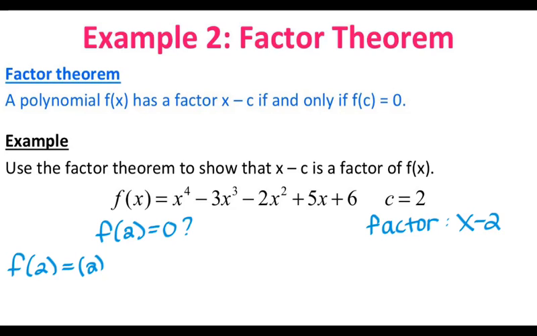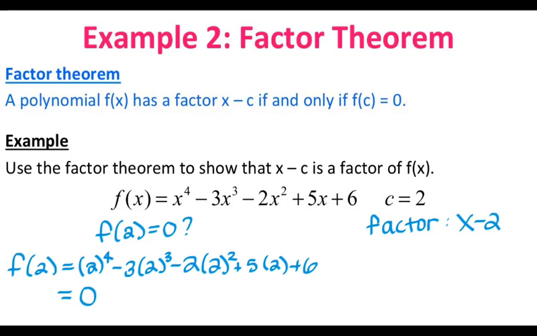So I have 2 to the 4th minus 3 times 2 cubed minus 2 times 2 squared plus 5 times 2 plus 6. You can take that entire thing and plug it into the calculator, and when you do that, the calculator is going to spit out a 0. So that right there shows that x minus 2 is a factor. Since it equals 0, we have just proved that it is a factor, so you're done. Check mark, smiley face, move on to the next problem.